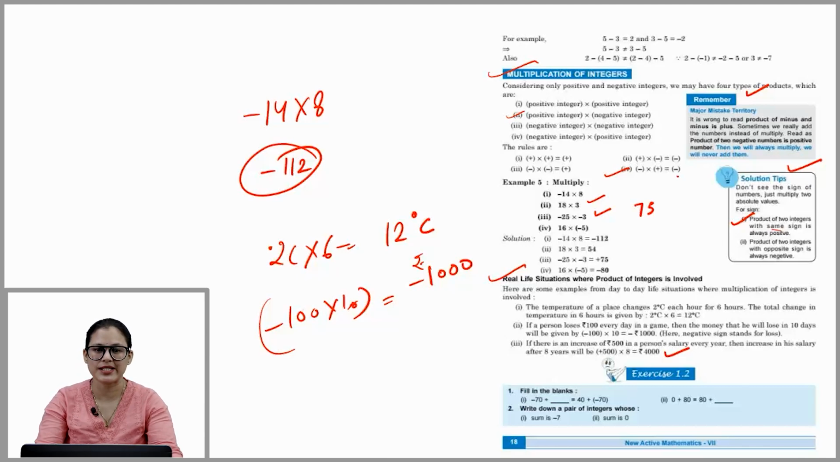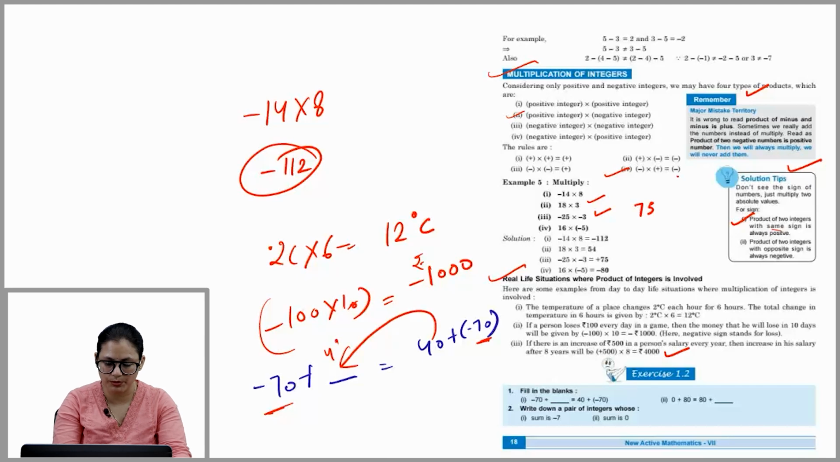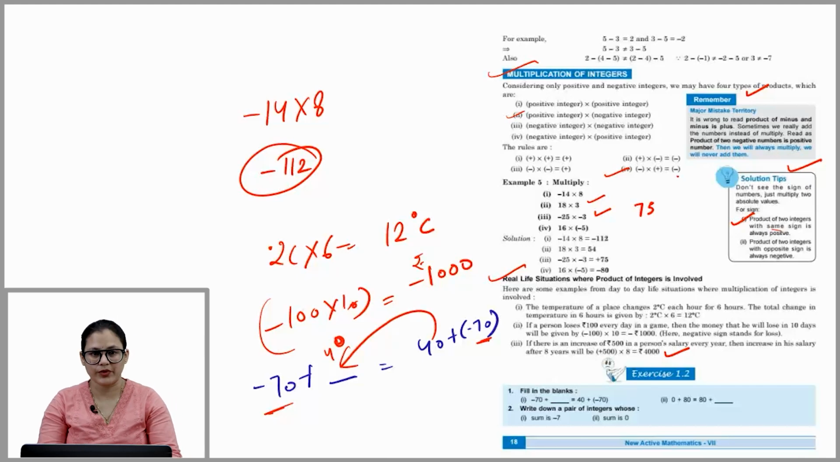Okay, students. Now, let's do exercise 1.2. Fill in the blanks. Minus 70, okay, let's change the pen. Minus 70 plus dash is equals to 40 plus minus 70. So, what will you write here? See, minus 70 is there, minus 40. You will write here minus positive 40. Okay. 0 plus 80 is equals to 80 plus 0 only, right?